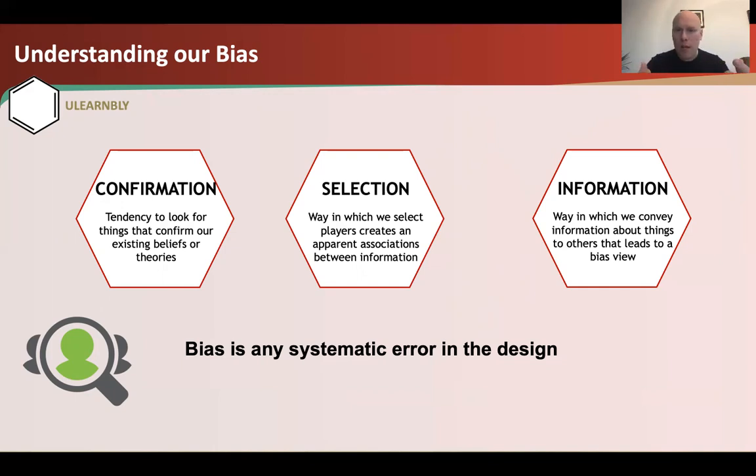So what is confirmation bias? What do we mean by that? What's selection bias and what's information bias? And one of the things you can take on board from this presentation is that bias is any systematic error in the design, because confirmation bias is a tendency where you'll tend to look for things that will confirm your pre-existing belief.